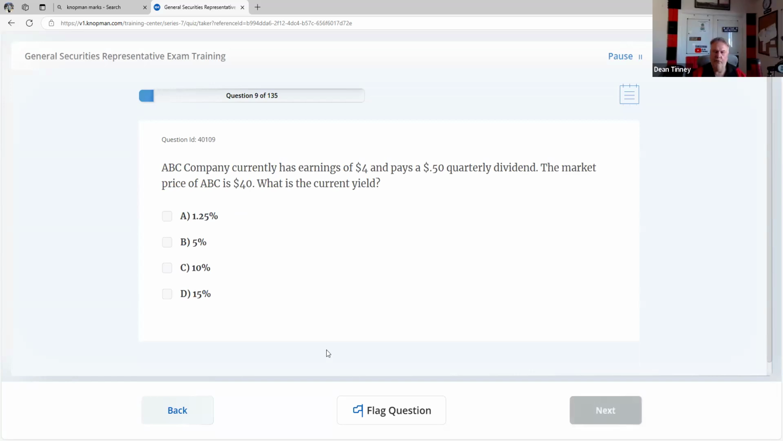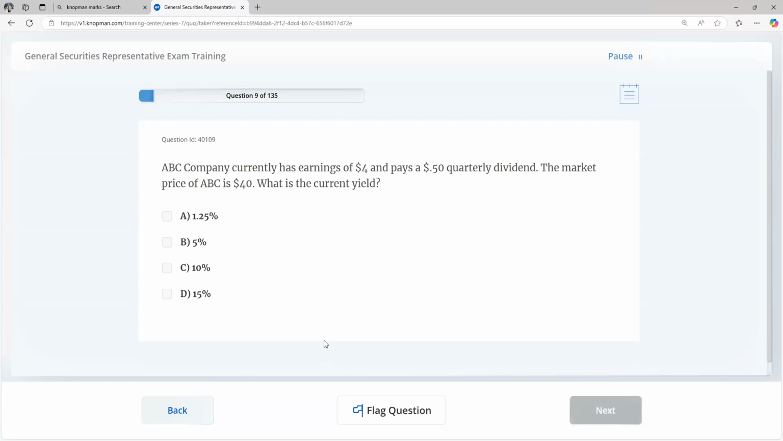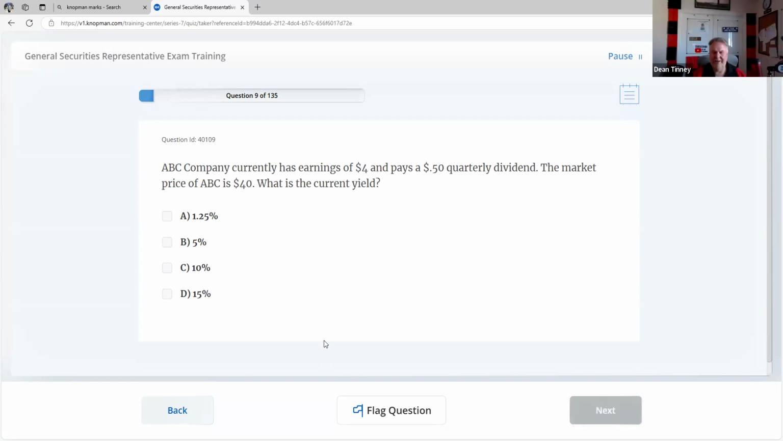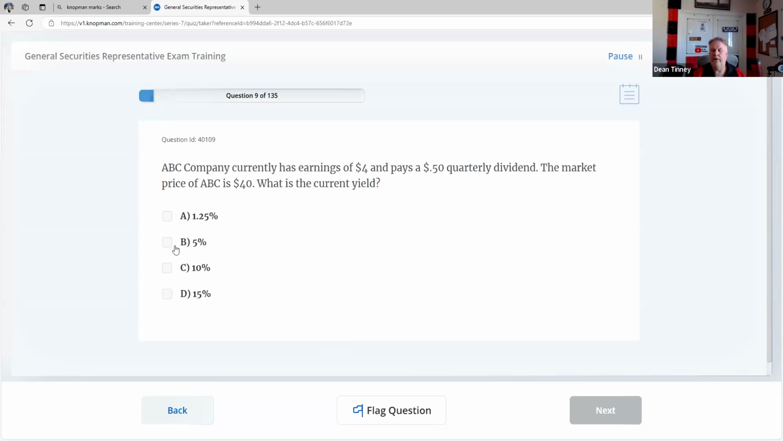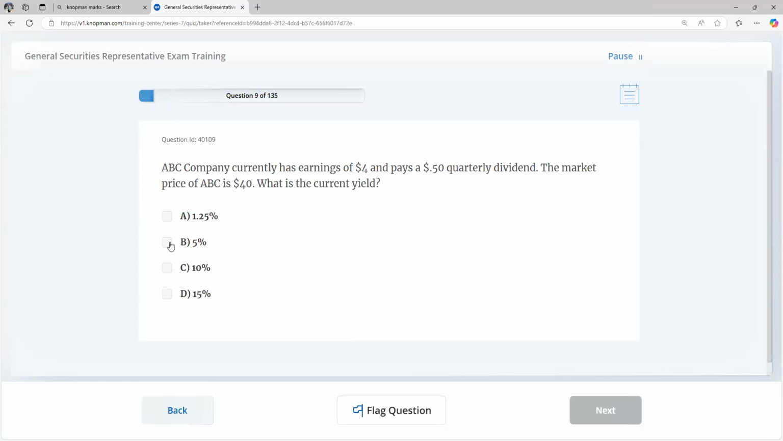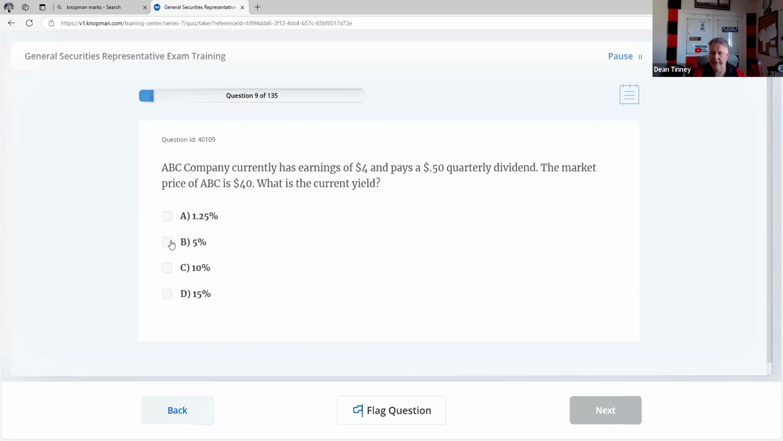ABC currently has earnings of $4 and pays a quarterly dividend of 50 cents. The market price is $40. What is the current yield? Just give me one sec. Is it 5%? That's right. The annual dividend is going to be $2 divided by the market price. What it pays us, $2, by what it costs us, $40, that's 5%.